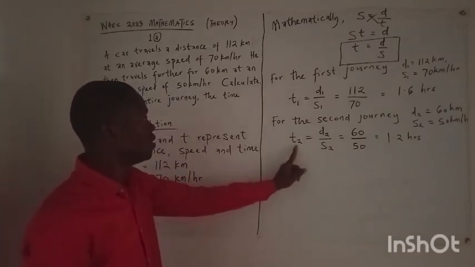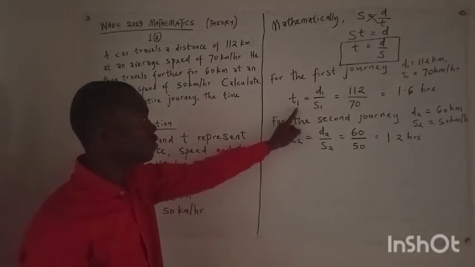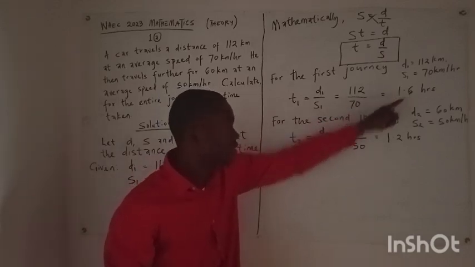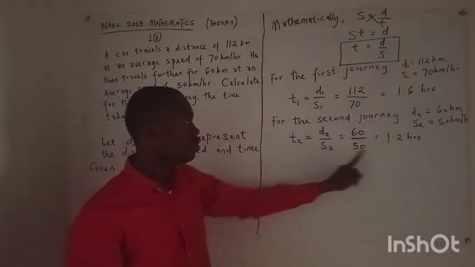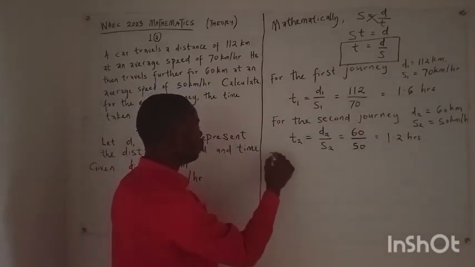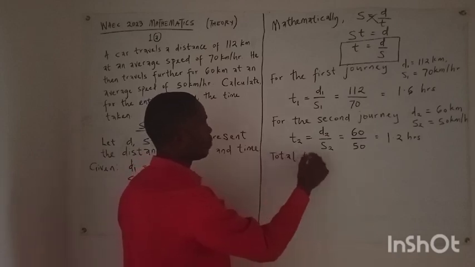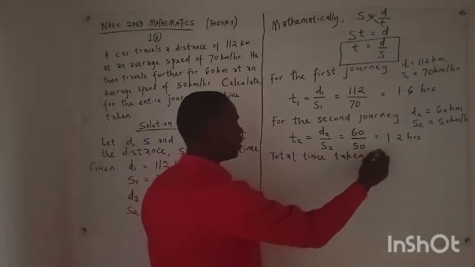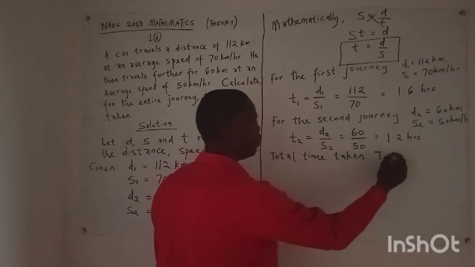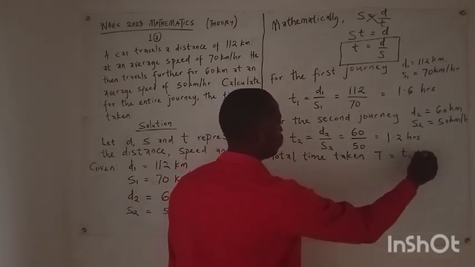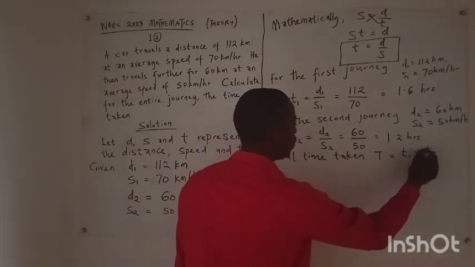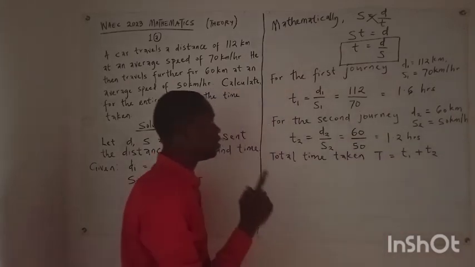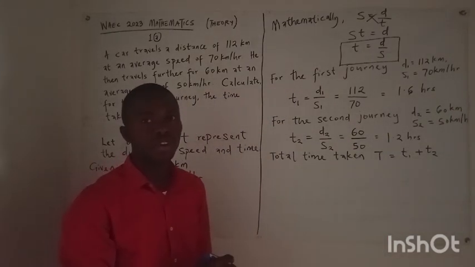So we have the time taken for the first journey to be 1.6 hours, and the time taken for the second journey to be 1.2 hours. So the total time taken, that's T, will be equal to T1 plus T2. That's the time taken for the first journey plus the time taken for the second journey.